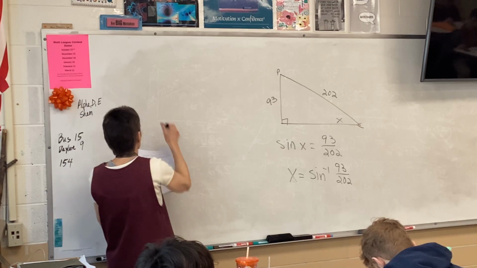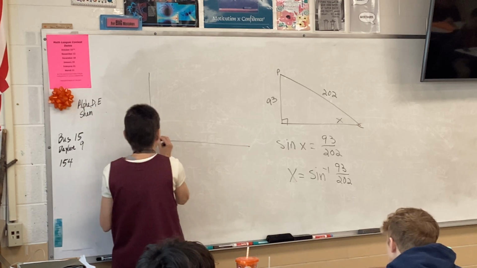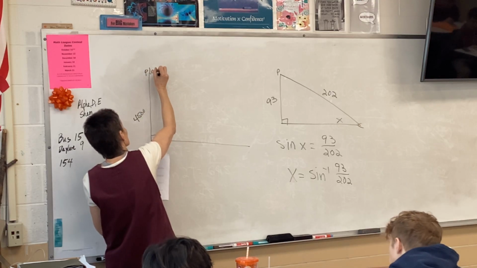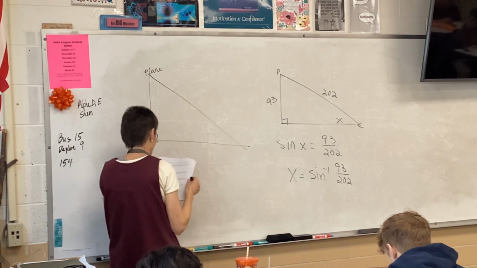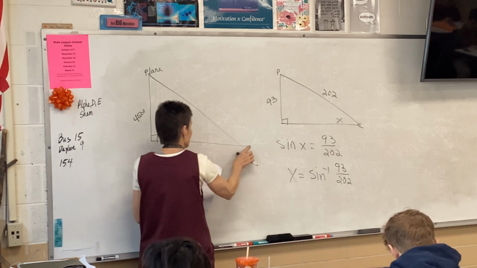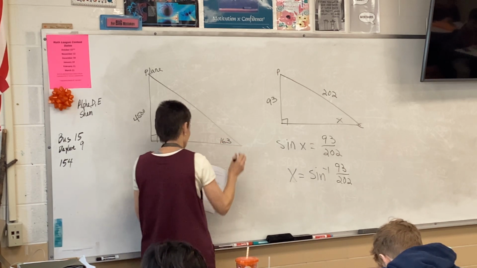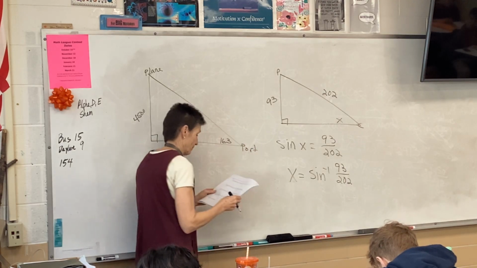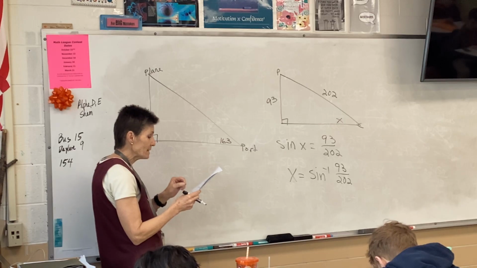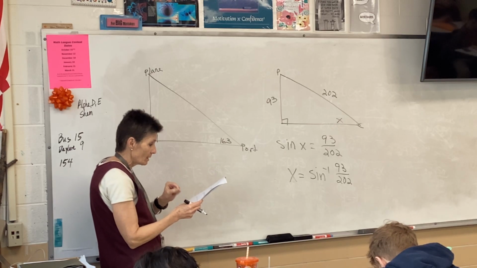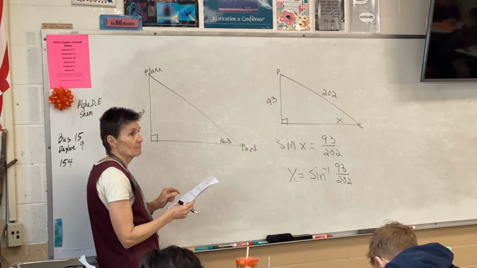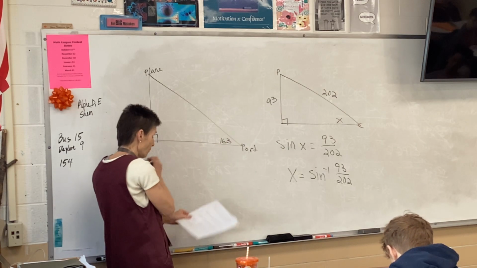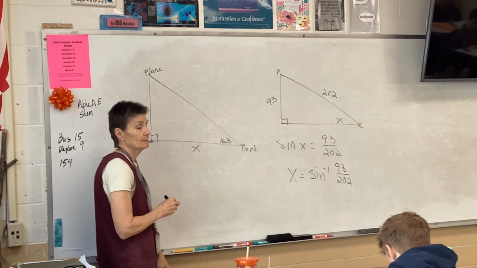Airplane. 4,500 feet above the ground. Angle of depression 16.3. How far is the airport from the point on the ground directly beneath the plane? Here is the point on the ground. How far is the airport from the point? That's x, right? Yep.